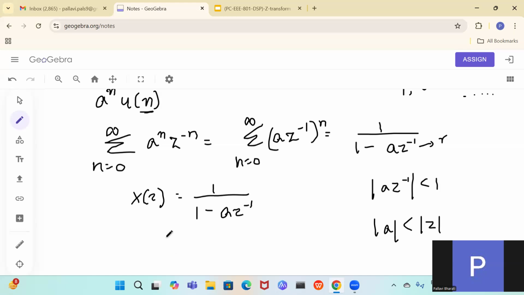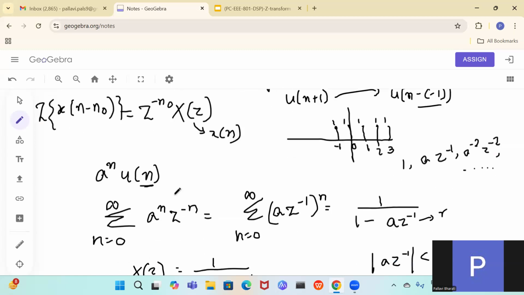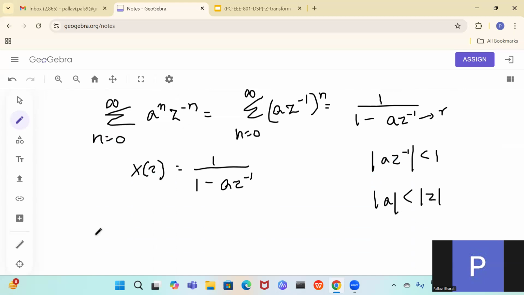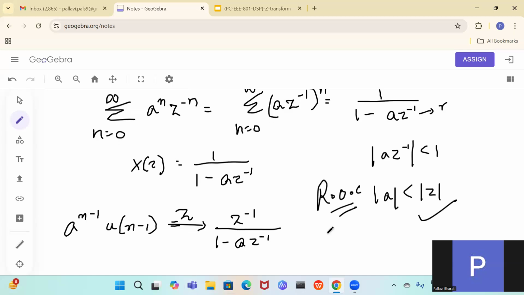Now to find the X of z for this signal, that is a raised to the power n minus 1, u of n minus 1. So it is getting shifted by how many units? 1 unit. So the Z transform for this will be z to the power minus 1 times 1 by 1 minus a z to the power minus 1. And the ROC is going to remain the same. This is your ROC. So you just need to multiply with z to the power minus of the shifted amount. Here it was shifted by 1 unit, so we have multiplied it with z to the power minus 1.